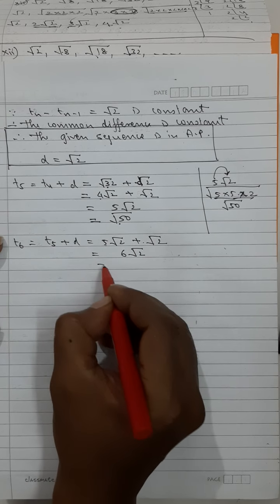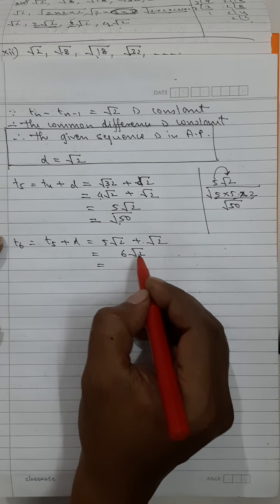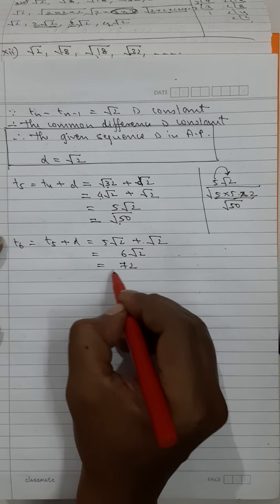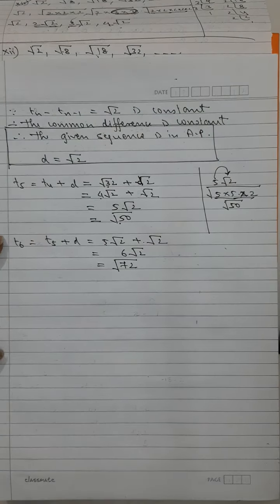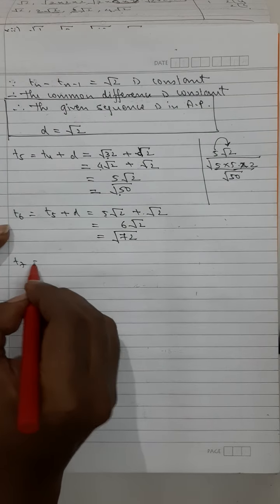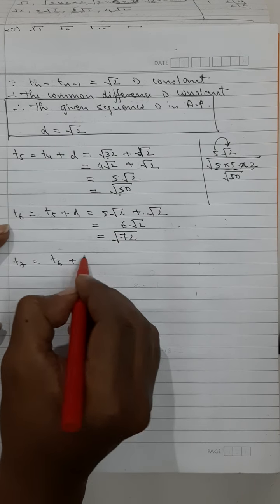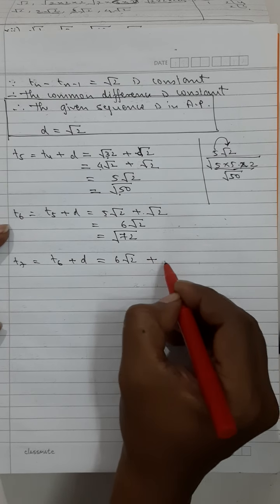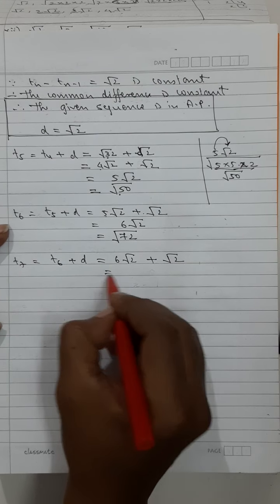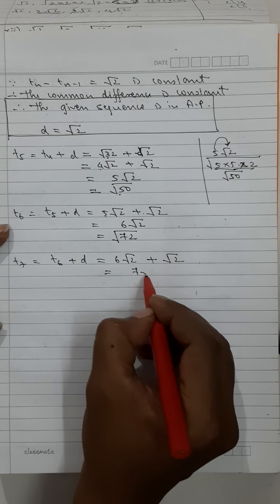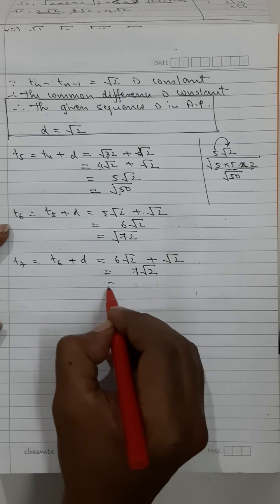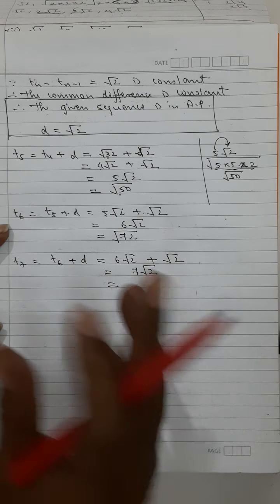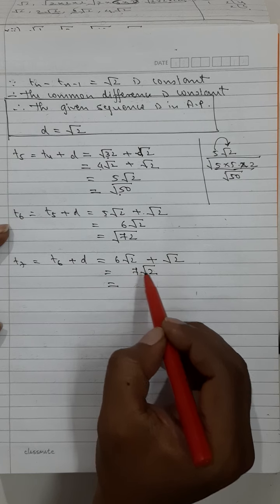Now again 6 will go inside. That will become 6 6s are 36 into 2, 72. Fine. Then again t7 will be equal to t6 plus d. t6 I will take this purposely because I want the simplified version. Now again 6 plus 1 will become 7 root 2. See, it is really playing different dances, it is dancing.